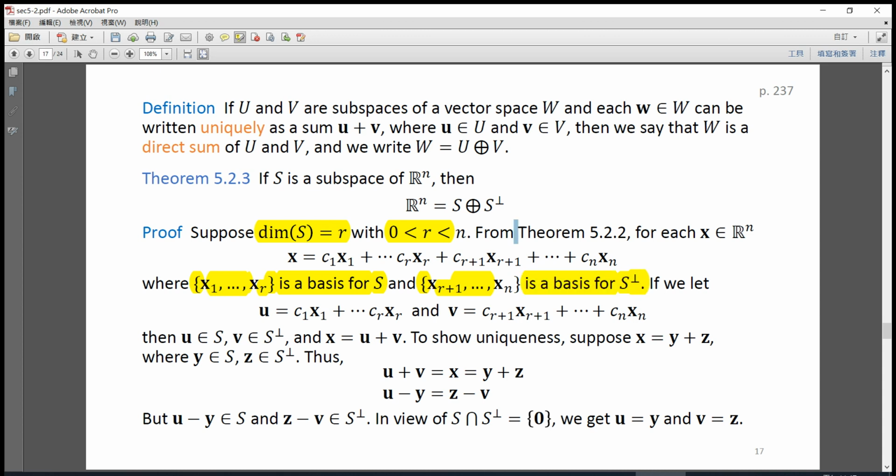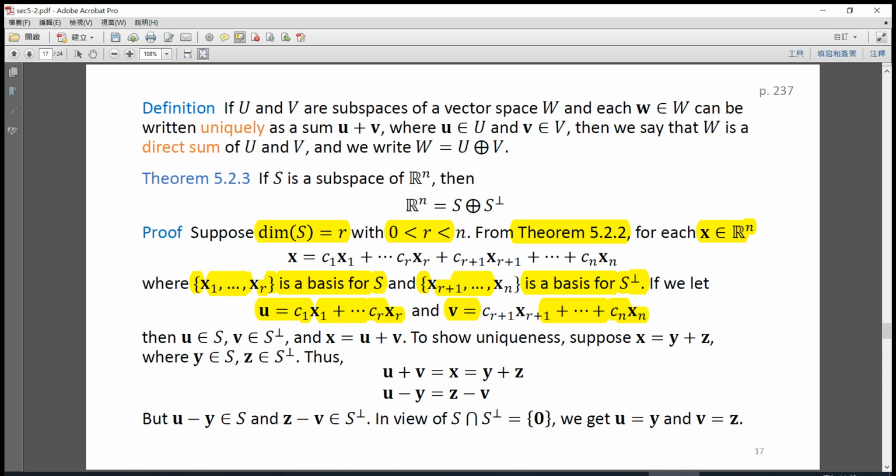Then from Theorem 5.2.2 we know the union of the two bases is a basis for Rn, and therefore each x in Rn can be written as a linear combination of x1, x2, up to xn. Then we denote u as c1x1 plus c2x2 plus up to crxr, and denote v as cr+1 xr+1 plus up to cnxn.